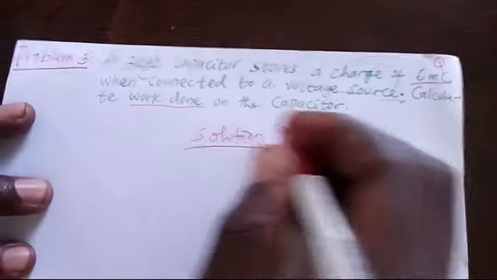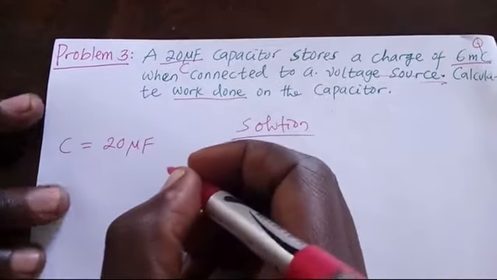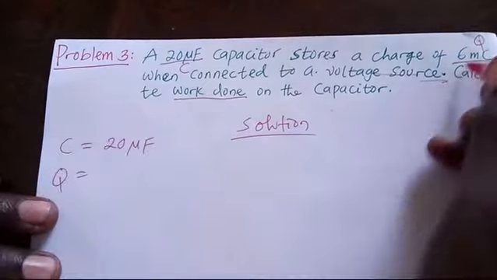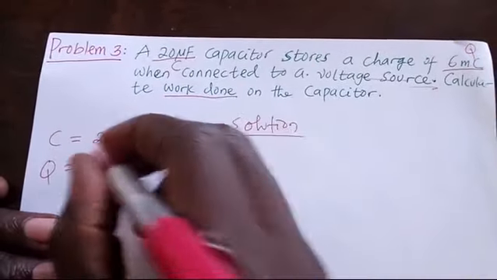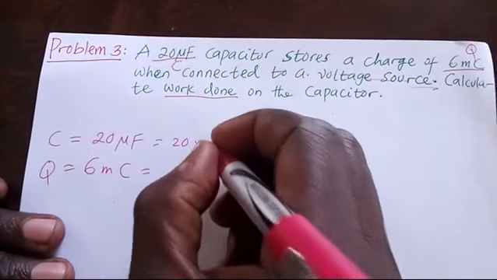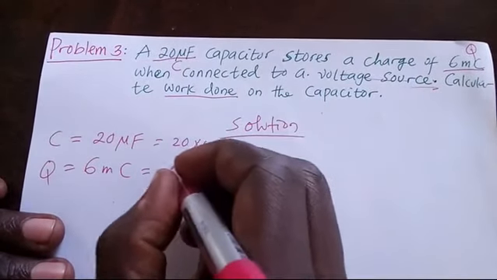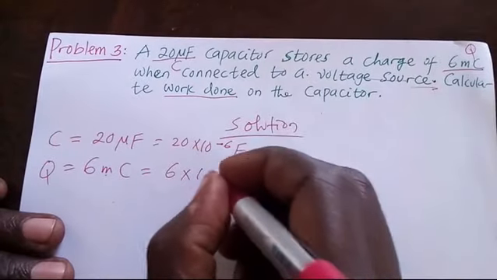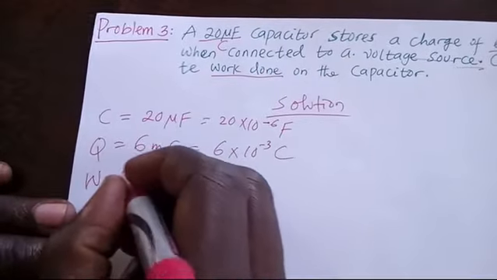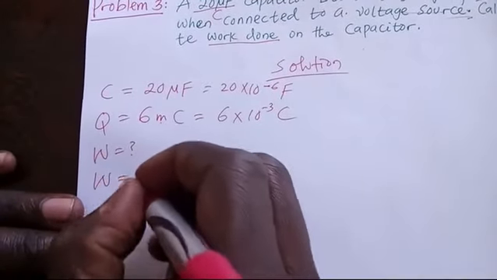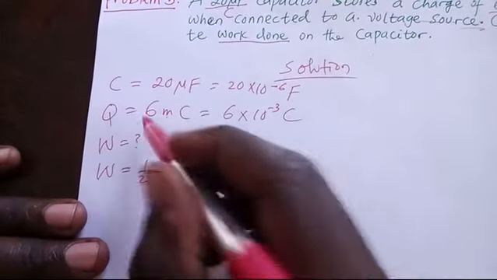Solution, we are given C, and C is 20 microfarad. Then we are given the charge Q, and the charge Q is 6 millicoulomb. The microfarad, we change it to 20 times 10 raised to the power of minus 6 in farad, and this is 6 times the milli 10 raised to the power of minus 3 in coulomb. Now, the work done is our target variable, and we have established that this work done is half QV, but we are given the Q, but we don't know V.